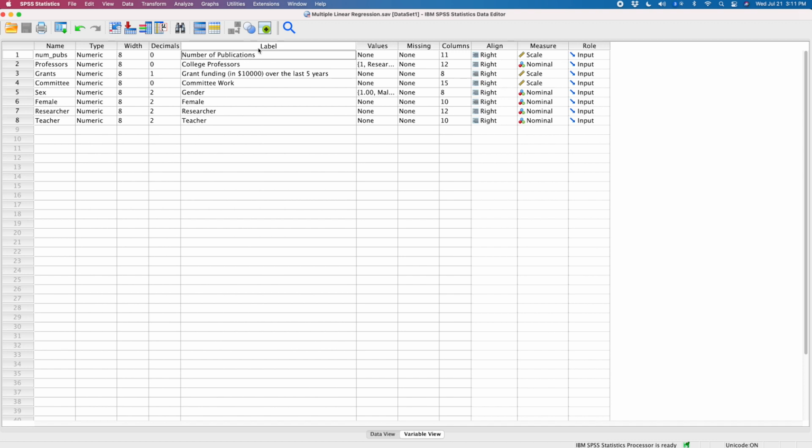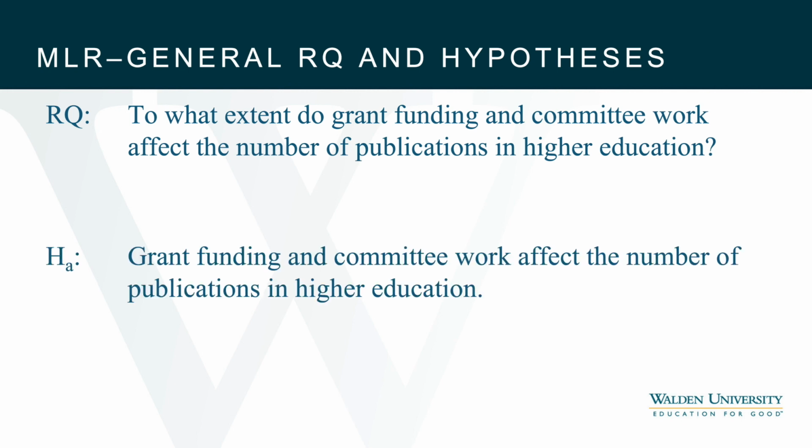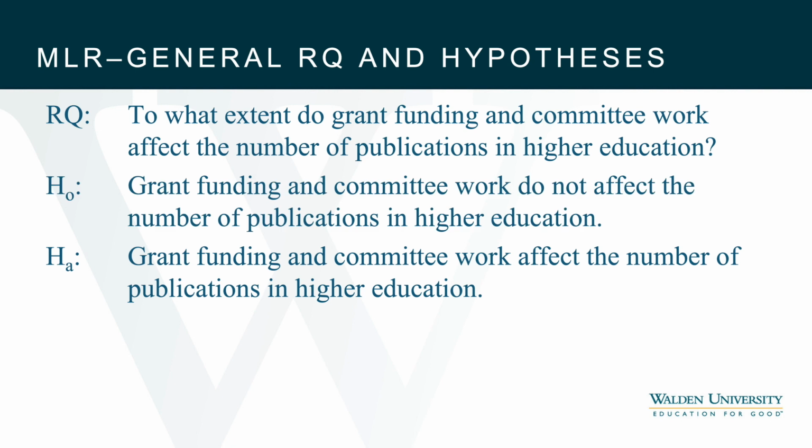And to that end, let's take another look at the research question that we formulated earlier. To what extent do grant funding and committee work affect the number of publications in higher education? And that will lead me to the alternative hypothesis, the one that I'm expecting. I'm expecting that yes, these variables affect the dependent variable, and of course the null hypothesis will deny that. And we can now return to SPSS and run the test.